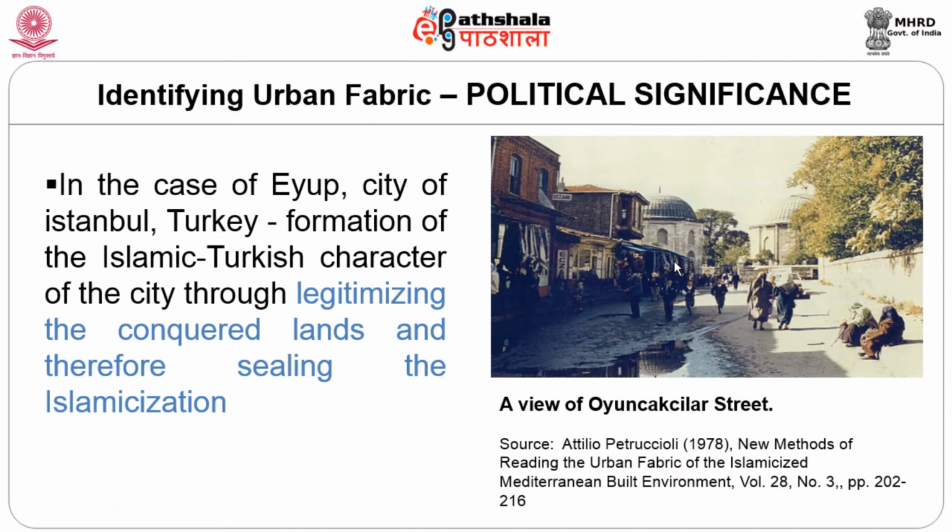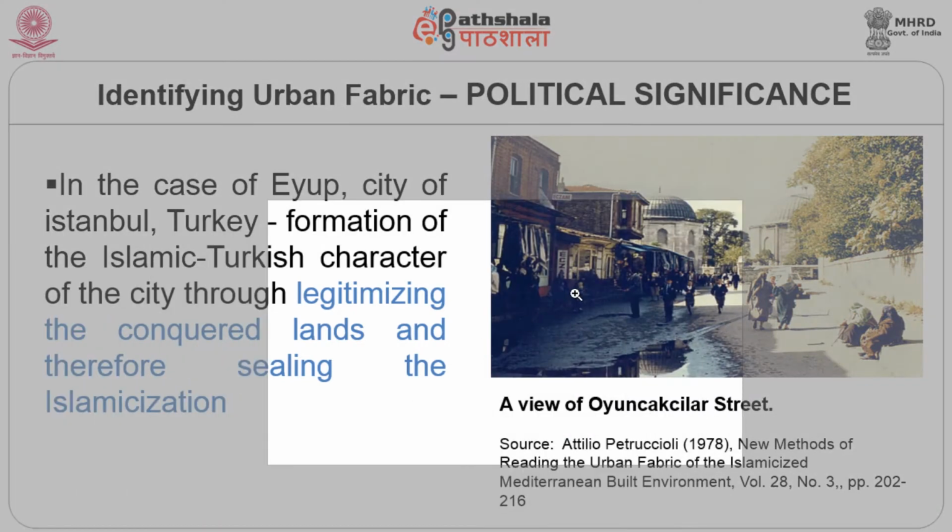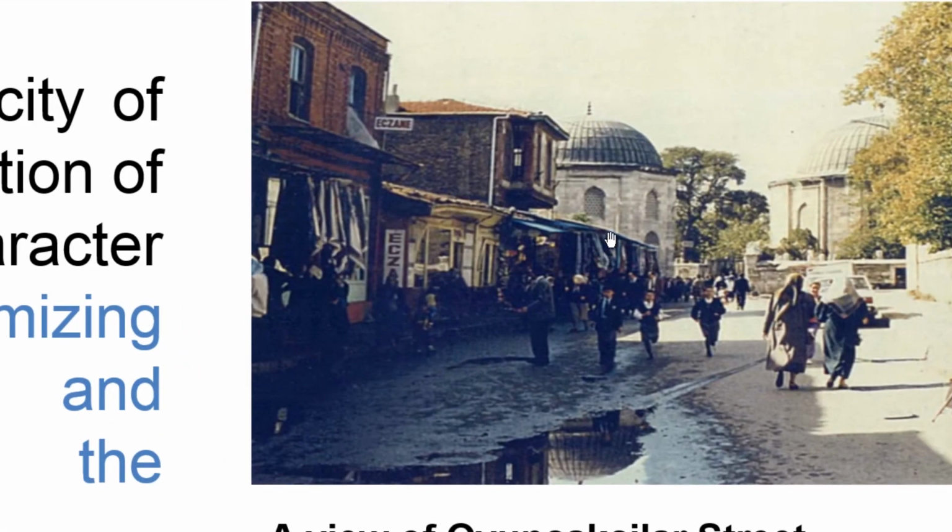Even this is another picture wherein there is a street, and if you look at the street, it has a lot of Islamic and Turkish character. You see here some dome structures, and here you see a row of houses or a row of buildings.